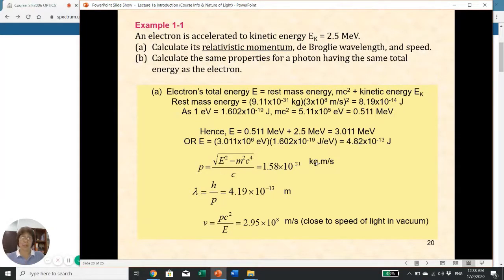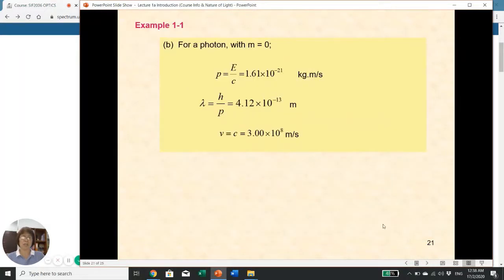So for that electron, we calculated 1.58 times 10 to the minus 21 kilogram meter per second. The wavelength associated with it would be close to 4.19 times 10 to the minus 13 meter, and the speed would be 2.95, slightly short of the speed of light in vacuum. In the case of a photon, these are the values: 1.61 here, which is higher, 4.12 is shorter, and this is, of course, the speed of light in vacuum, and that's 3 times 10 to the 8 meters per second.